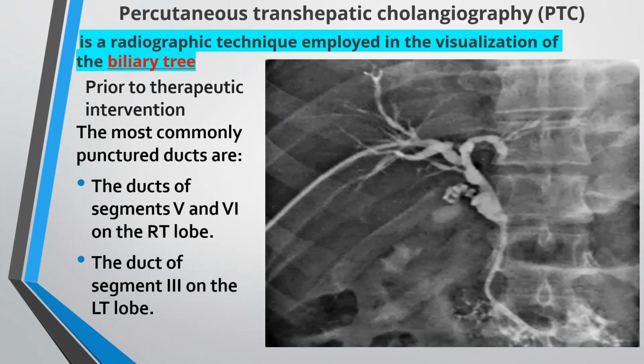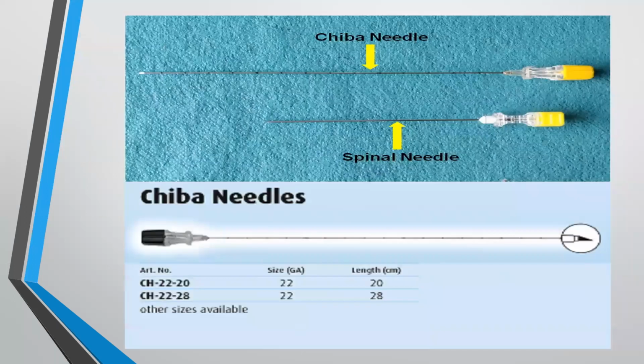The most commonly punctured ducts are the ducts of segments 5 and 6 on the right lobe, and the ducts of segment 3 on the left lobe. These are the most accessible ducts, the inferior segment ducts. This is the Chiba needle used in this procedure. It's a fine, flexible needle, similar to a spinal needle, but longer. It has a length of about 15 to 20 centimeters.